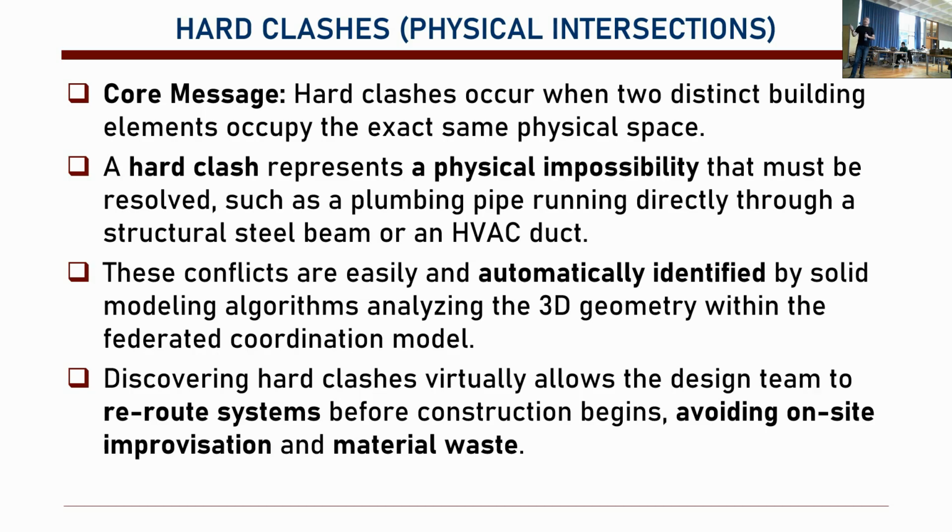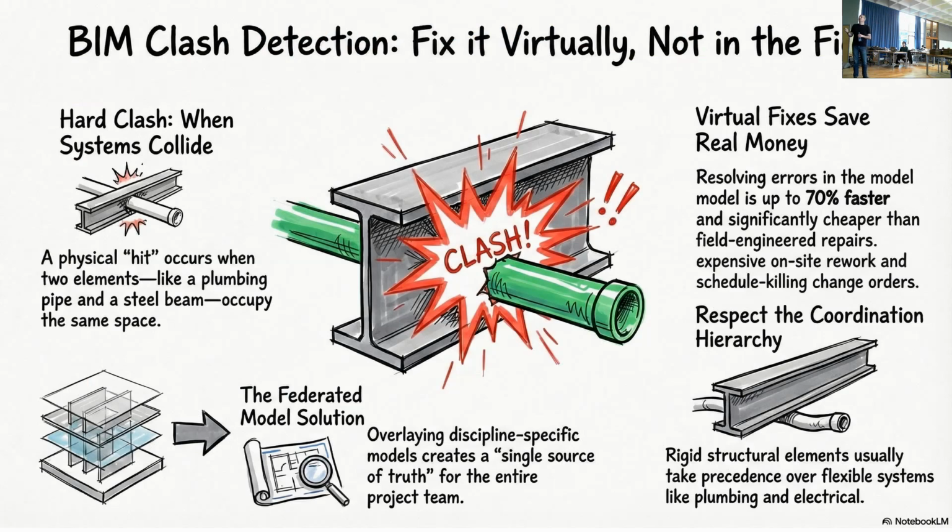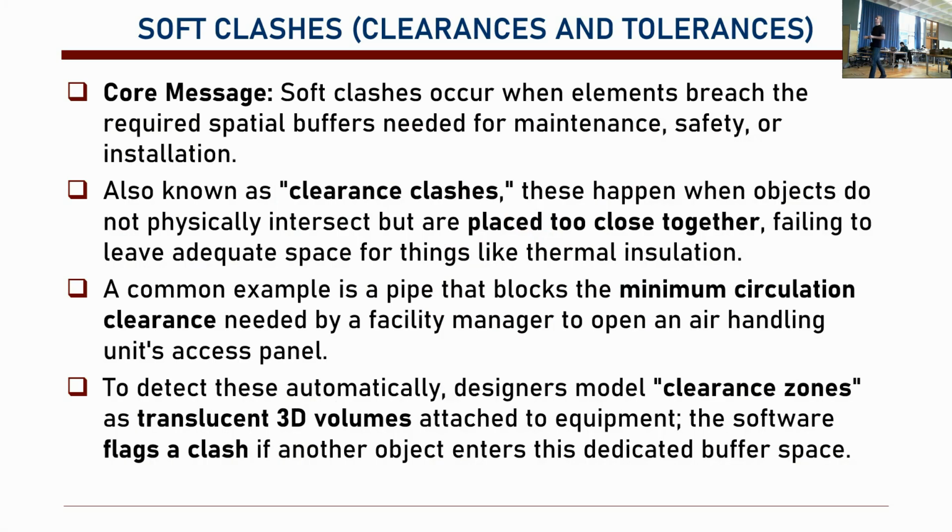And we can easily, automatically recognize these hard clashes. Then we give the team the chance to reroute the systems before construction starts, so on-site improvisation is avoided. On-site improvisation is costly and doesn't perform well. It's bad, we don't want that. So, yeah, this is the clash. We have the beam, we have the pipe going through, we cannot do that. Well, this is one way of doing it, of course, or we will find another location, but that's how it works. So we want to fix that.